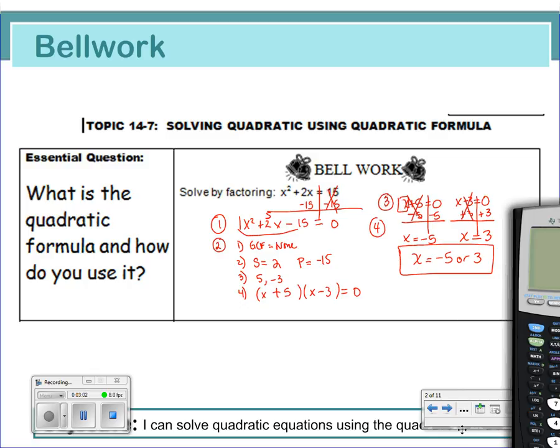Some of you may have noticed the pattern. It's just the opposite of the number that's inside the parentheses. And that makes sense, because if I put a negative 5 here, it does come out to be 0. If I put a positive 3 here, it does come out to be 0.